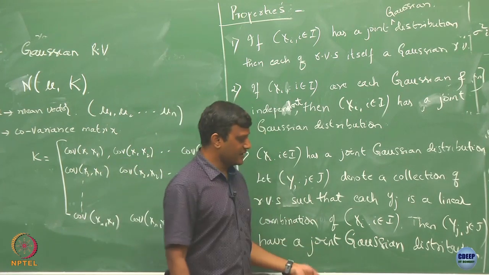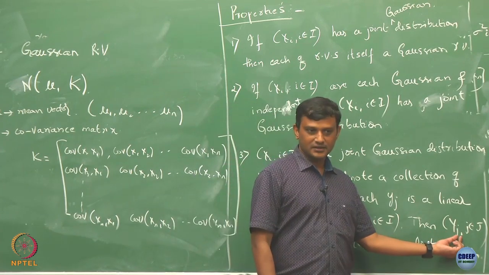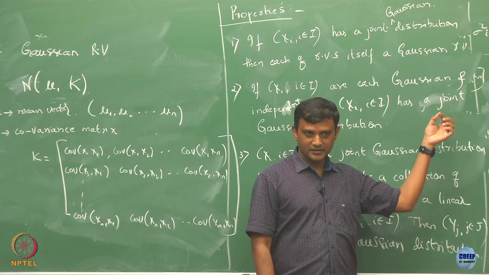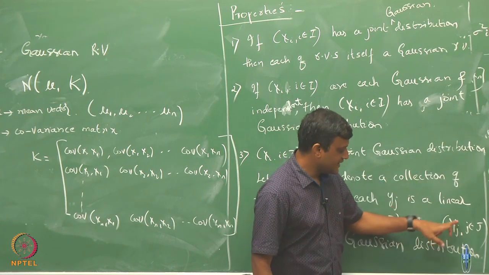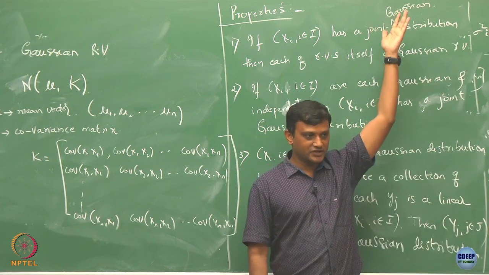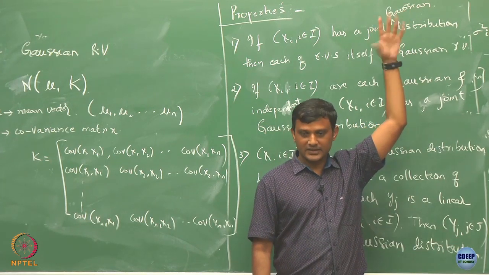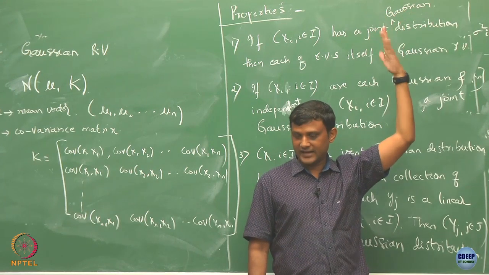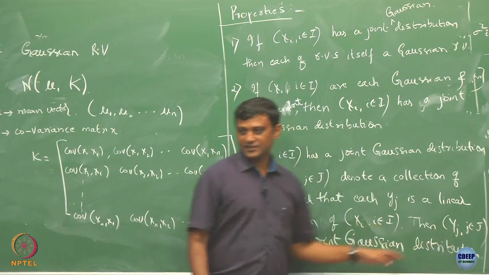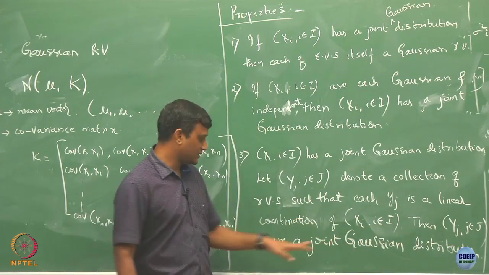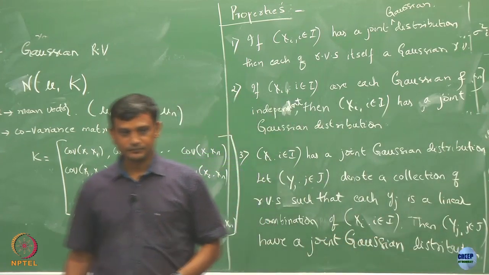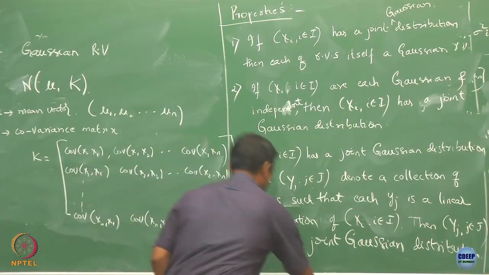This should be obvious, right? Because the Yj's are already linear combinations of Xi's, and if you further take any linear combination of these Yj's, it will be another linear combination of Xi's, and that is Gaussian distributed. So any linear combination of Yj then has to be Gaussian distributed. That is why this property already holds, and we are going to call it jointly Gaussian distributed.